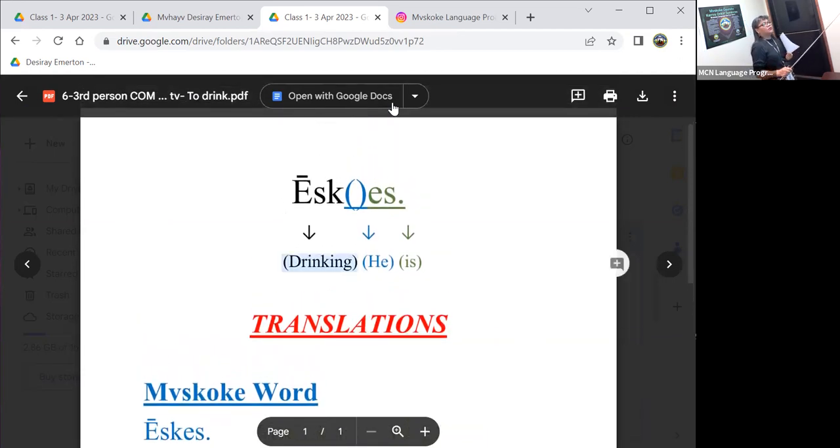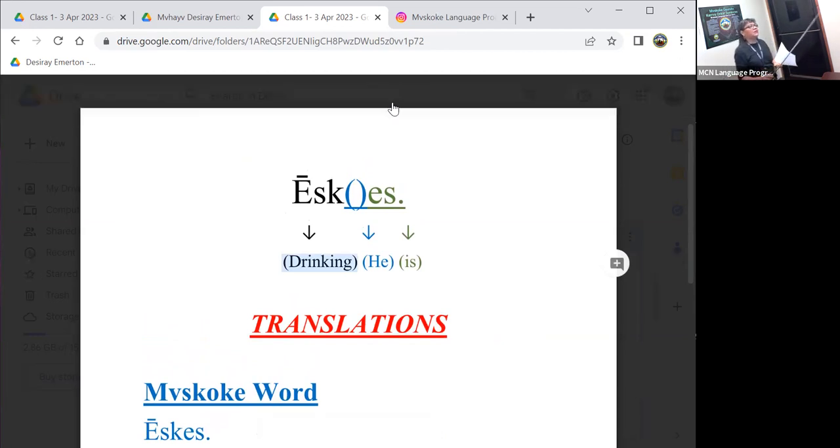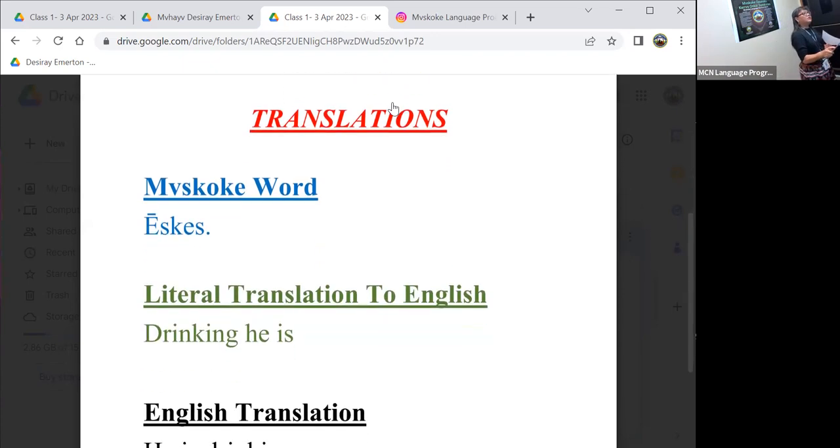You see that the literal meaning is it's drinking. There's nothing here, but like I said, that's our placeholder. I just put he, but you could be she, it could be they. Whenever you're writing something and you know you're talking about a girl, you just say she. If you're talking about a guy, it's a he. So that's our placeholder right there. And the translation, Mvskoke word, itskis. Itskis. Literal translation is drinking.